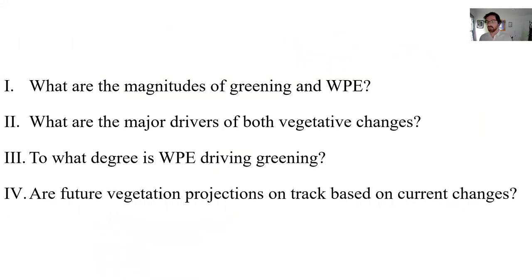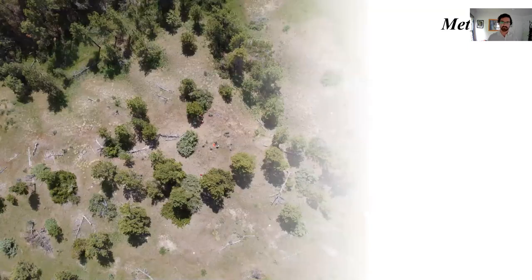So our first question is: what is the magnitude of change for both the greening and woody plant expansion? And then we look at a host of different driving variables of those two vegetative changes. Next, we think about whether woody plant expansion is one of the drivers of greening. And then finally, future vegetation projections are all over the place, so we looked at our current rates of change to benchmark those changes.